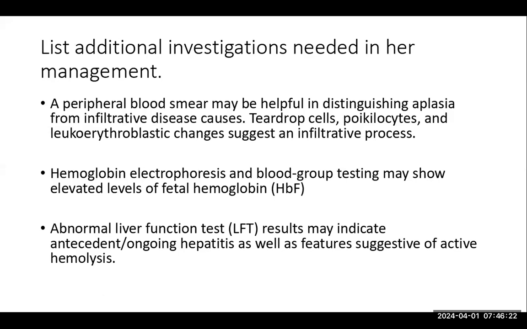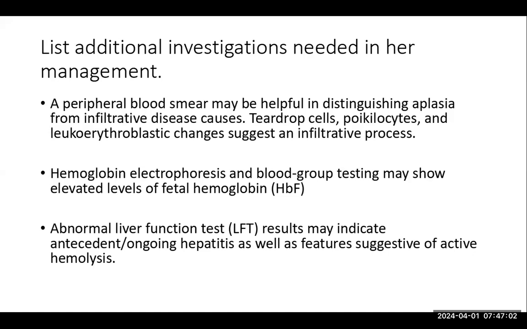So I would like to do a peripheral blood film to help distinguish the aplasia from infiltrative diseases, and expect to see things like teardrop cells or poikilocytes or other leukoerythroblastic changes that may suggest an infiltrative process. I also want to assess for fetal hemoglobin in this patient, since she has anemia, meaning that the red cell line is affected. Usually when there's aplastic anemia, the fetal hemoglobin production also increases.